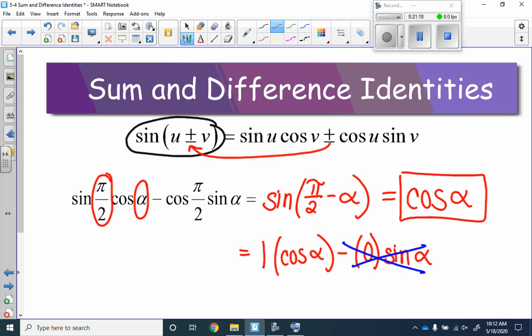And I guess that's where I'm going to leave it. So, sum and difference identities, that's your new take on some of these trig identities. Let me know if you have any questions.